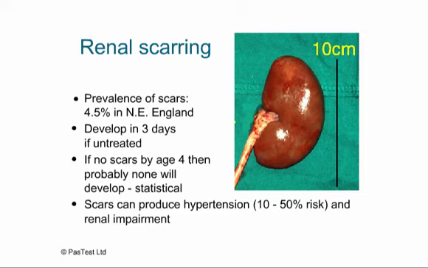The significance of scarring is that it can produce hypertension and, if bilateral and significant, renal impairment. Scars produce hypertension as the relatively avascular scars can generate renin and aldosterone to drive up the blood pressure, and the risk is anywhere between 10% in the presence of a single polar scar up to around 50% if there's significant bilateral scarring. Renal impairment occurs as good nephrons are destroyed by scar tissue, and if you have severe bilateral scarring, then you could theoretically end up with end-stage renal failure.